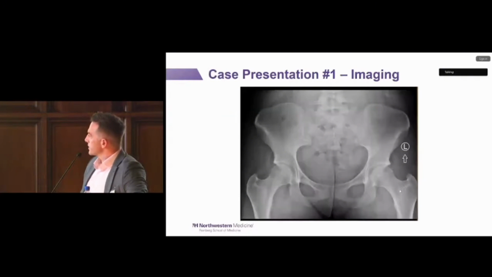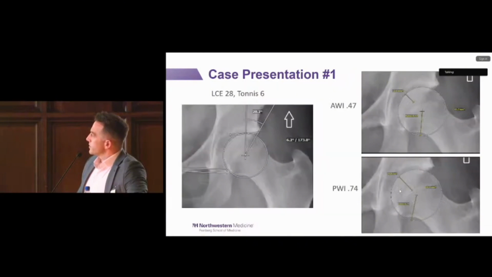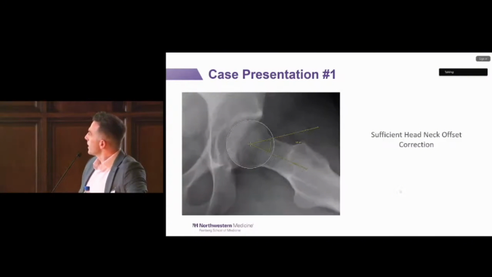So these are her x-rays focusing on the left hip here. So we think about reasons for a failed arthroscopy, always concerned about dysplasia, significant bony deformity. Looking at this, if I saw her initially, I probably would have offered her a scope as well, assuming she had a cam lesion. So these are her measurements: lateral center edge angle of 28, tonus angle of 6. Anterior wall index is on the upper limit of normal at 0.47, and then her posterior wall was a little bit deficient at 0.74. Looks like she had an appropriate head neck offset correction with residual alpha angle of 38.